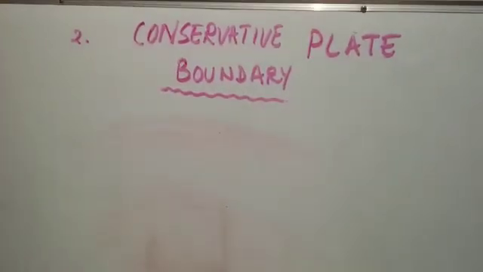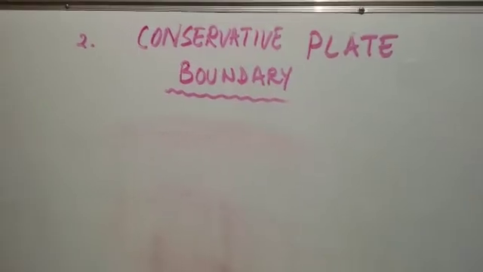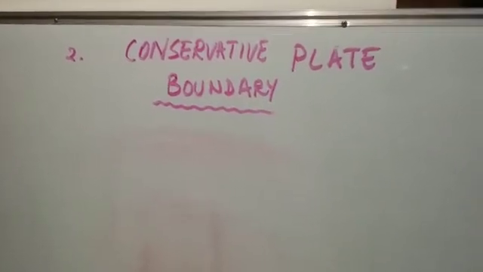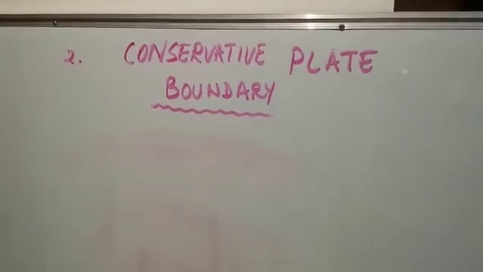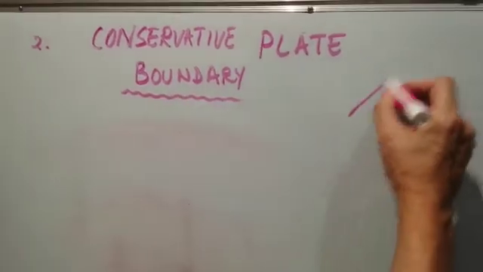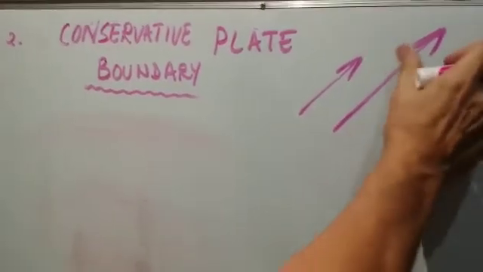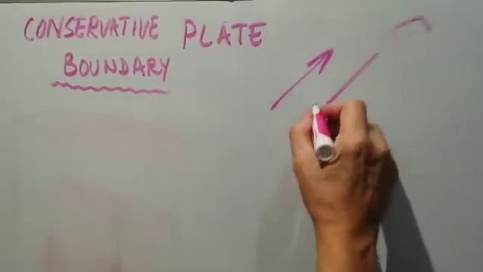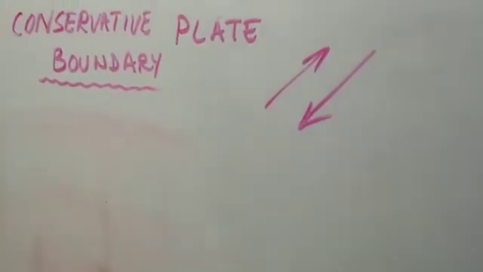Right, the second type of plate boundary we're going to look at is called a conservative plate boundary. This is when two plates move past each other. They can move past each other in the same direction, but at different speeds, or they can move past each other in the opposite direction. It doesn't really matter, but the principle is they're moving past each other.